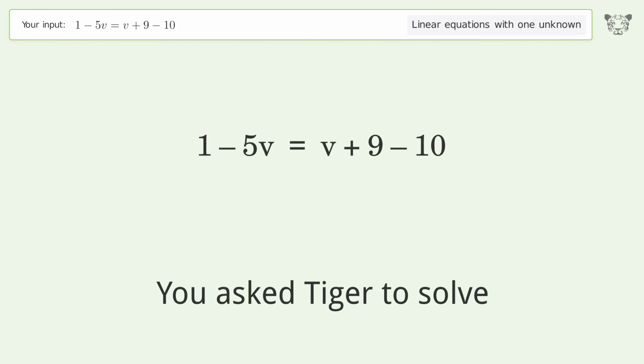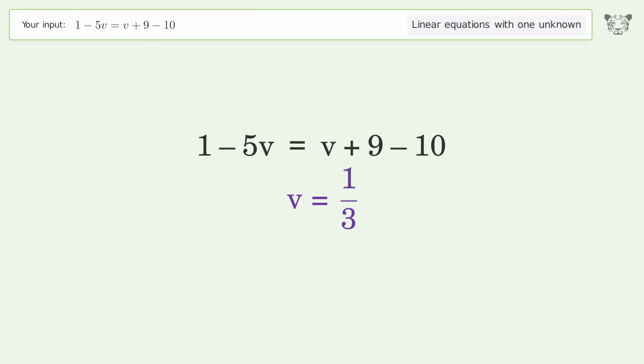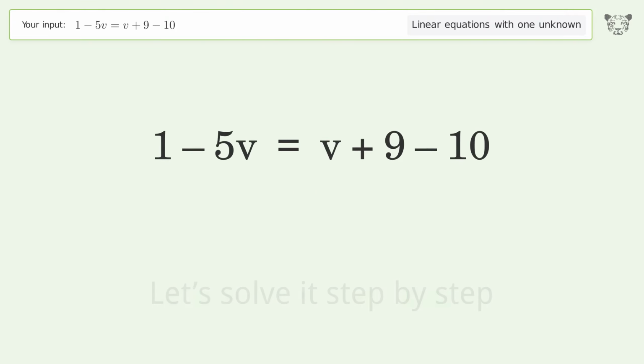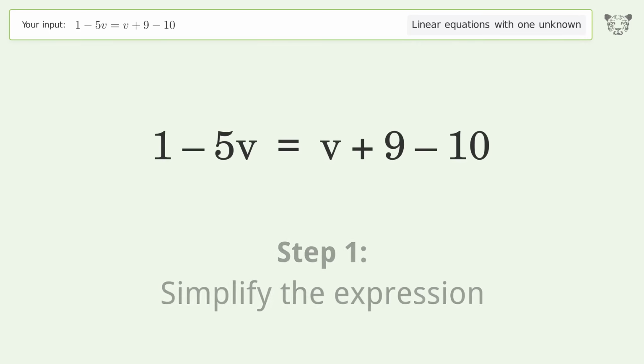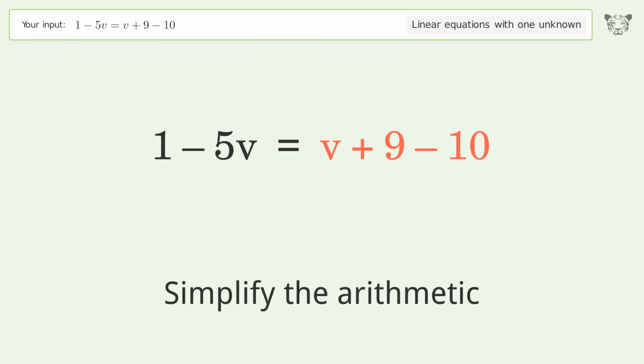You ask Tiger to solve. This deals with linear equations with one unknown. The final result is v equals 1 over 3. Let's solve it step by step. Simplify the expression. Simplify the arithmetic.